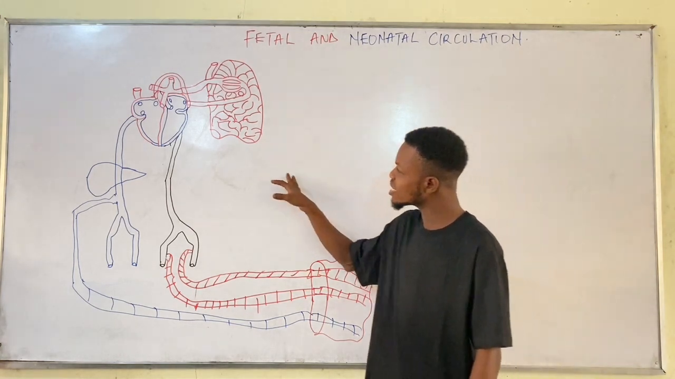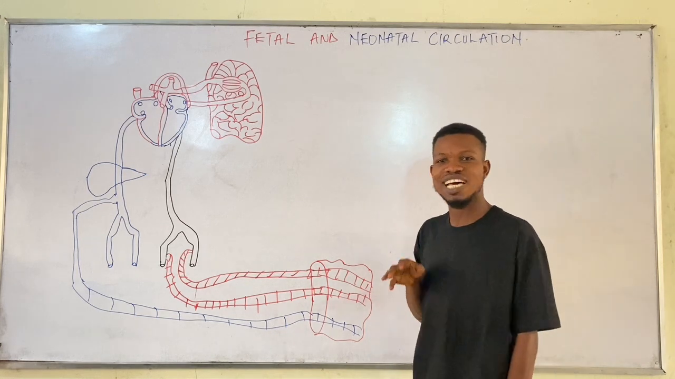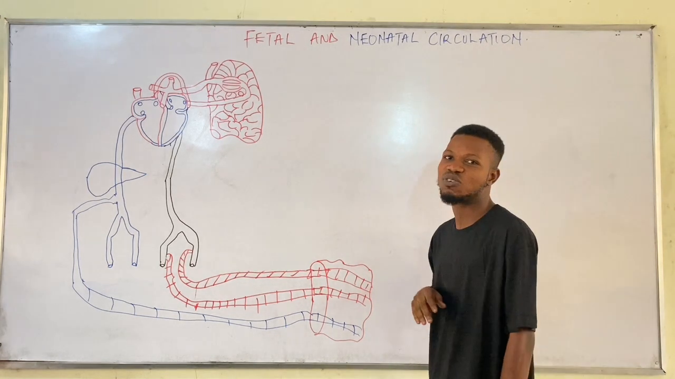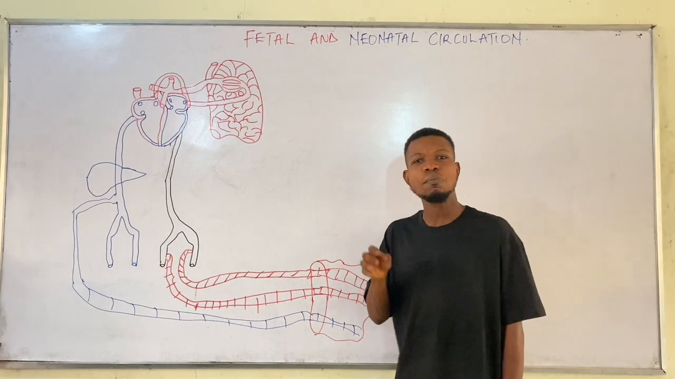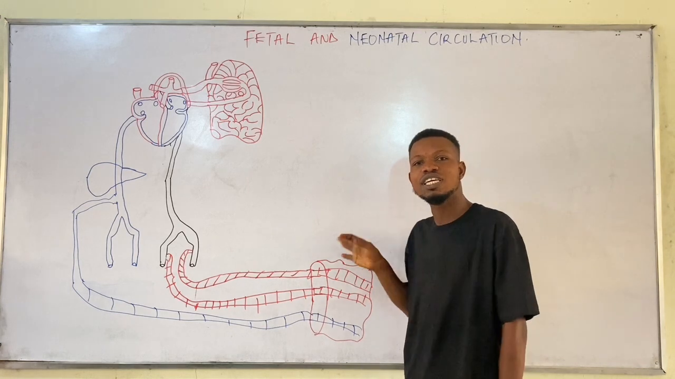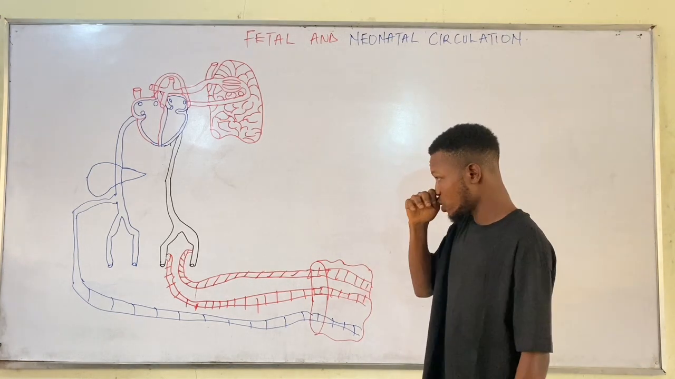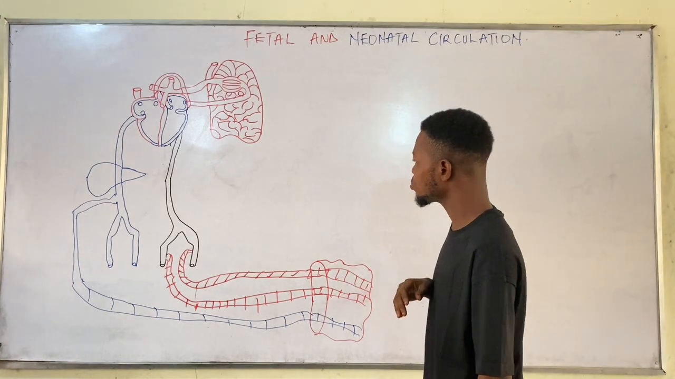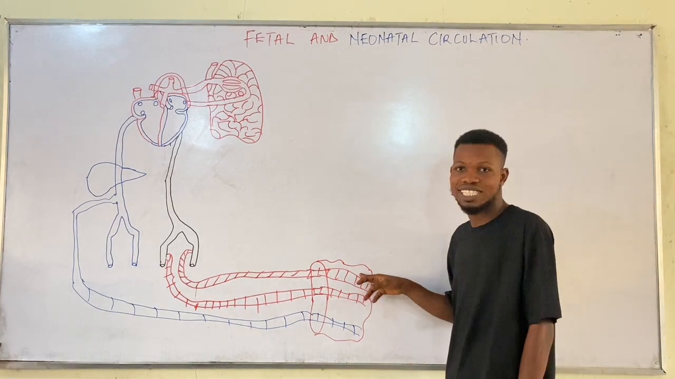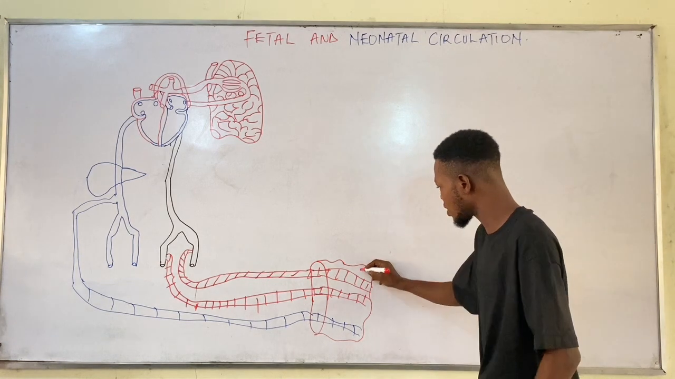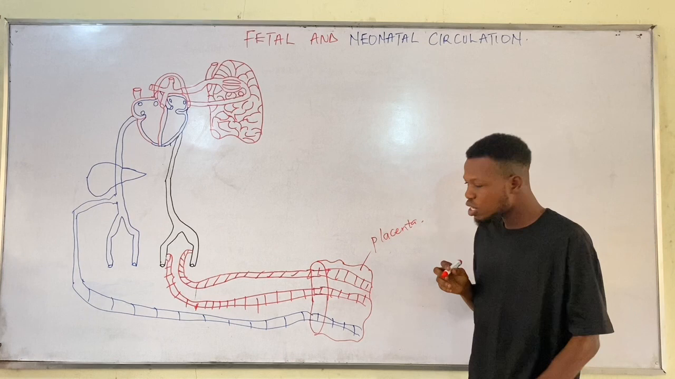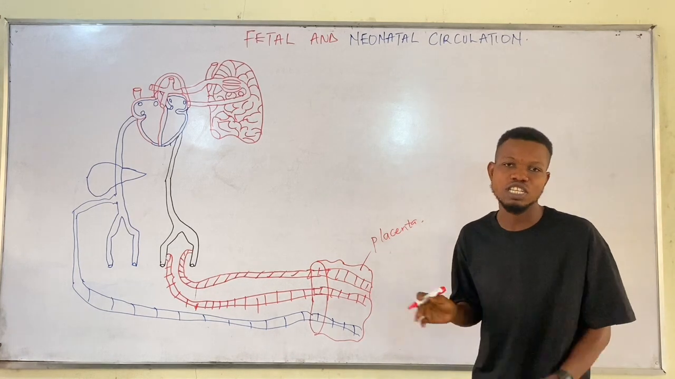Now this is the diagram that will make us understand how fetal circulation occurs and even neonatal circulation. So I will first of all start by explaining the fetal circulation, which is circulation occurring before birth. In the fetal circulation, what is oxygenating the blood is the placenta. So this is the word placenta. The placenta is responsible for oxygenation of the blood.